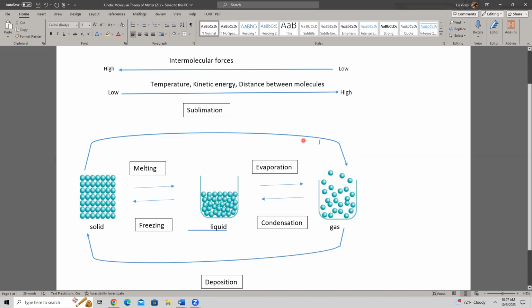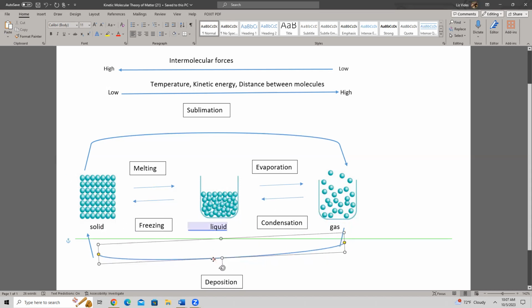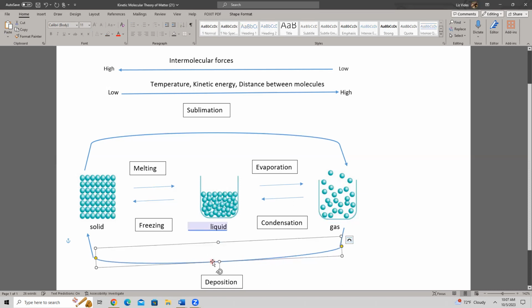And then the last thing is gas. When you become a gas, those intermolecular forces have been pretty much eliminated. So they're no more. And that's how that works. And the opposite is true when you're going from a gas to a solid. Intermolecular forces begin to increase so that you can become a liquid.